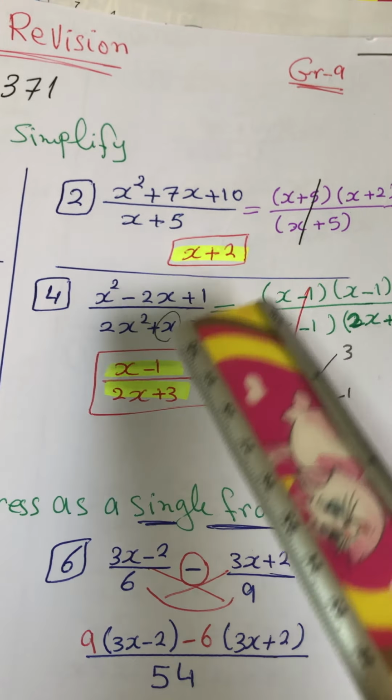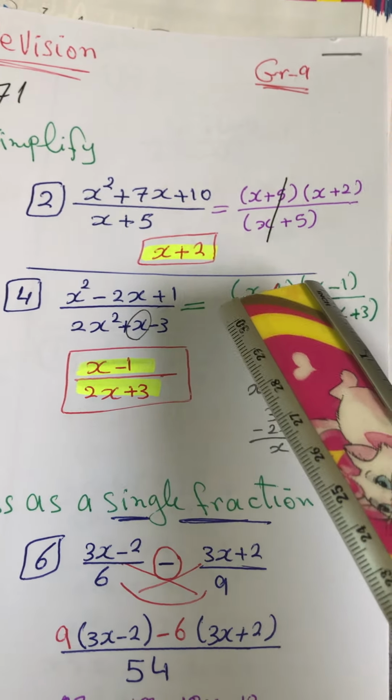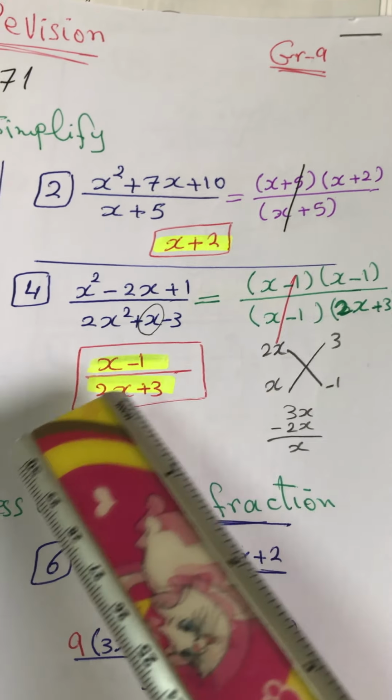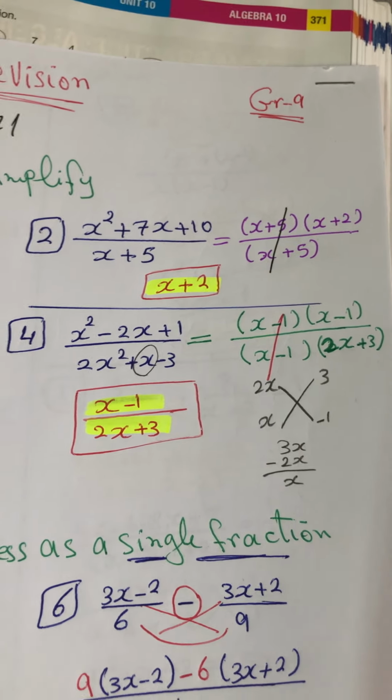We have x minus 1 over x minus 1 equal 1. And what's left in the fraction? X minus 1 over 2x plus 3. Like this. There is no more simplification between them.